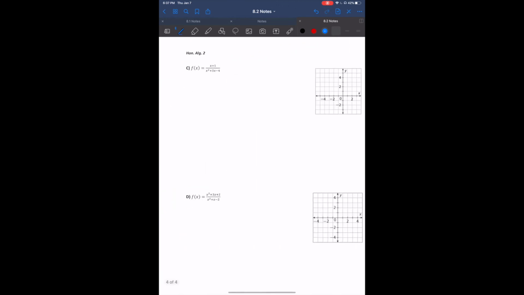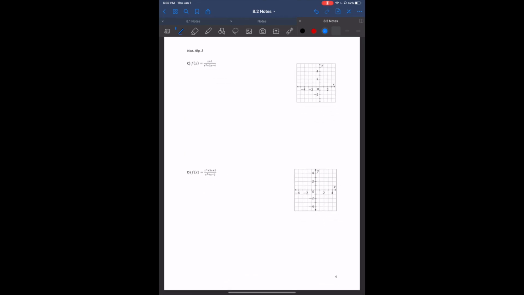All right, so go ahead and try C and D, okay, all 5 steps. Vertical asymptotes, holes, slant asymptotes or horizontal asymptote, x-intercept, y-intercept, extra points, graph them, and then come back and check your work.